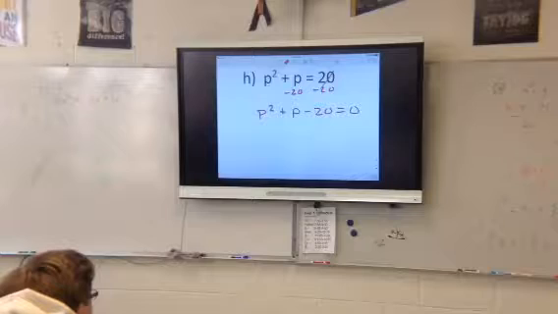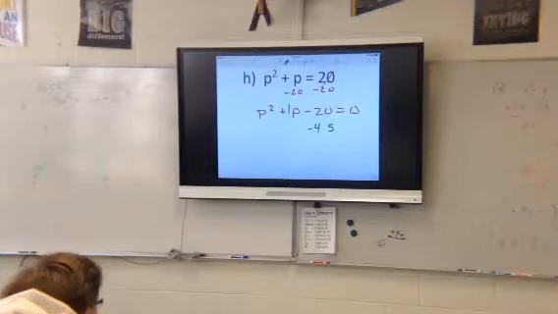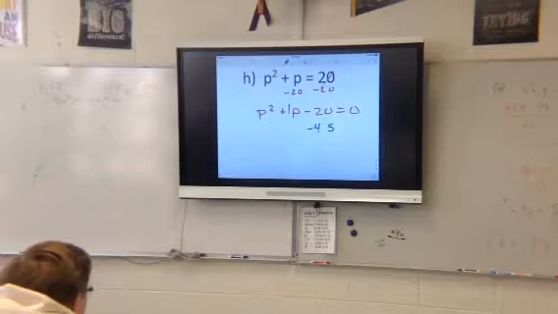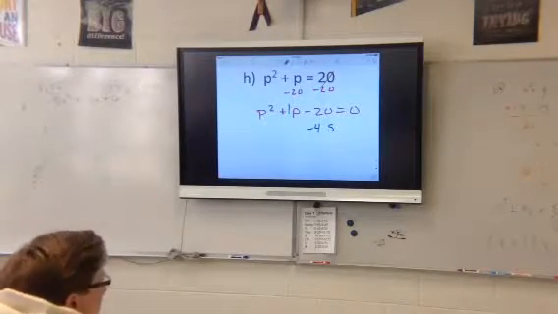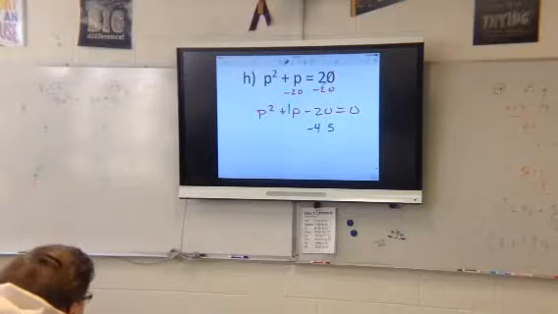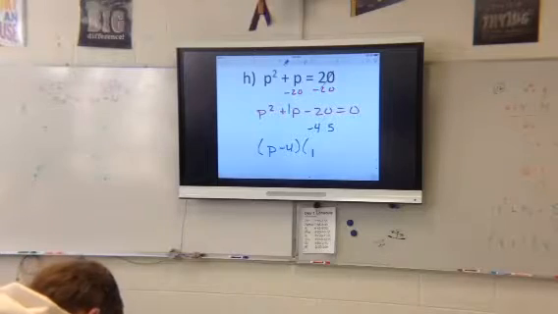So now, factors of negative 20 that get us the 1. Just keep in mind that there is a 1 out front here. What are those factors? 4 and 5. Which one's going to be negative to get a positive 1? The 4. Right, so when I take negative 4 plus 5, that gives me positive 1, and when I multiply negative 4 times 5, it gives me negative 20. So what will my factors look like here, John? P minus 4 and P plus 5. Very good.